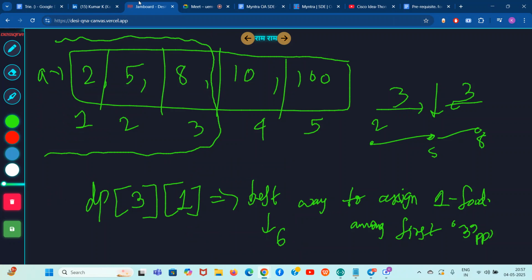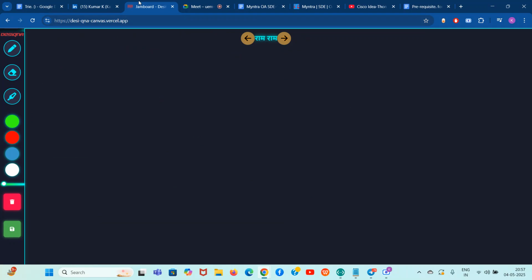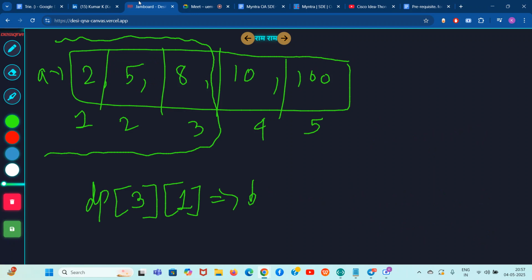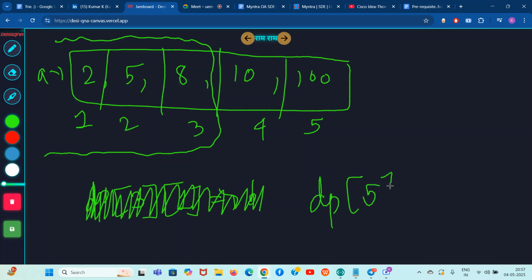Now guys, I will be asking you the last question. I don't know whether you will be able to do it or not. Okay, can anyone give me the direct answer for this one? dp[5][1]. I want the meaning of this, and I also want the answer. Like, what is the meaning of dp[5][1]? I am giving you a hint by my diagram.